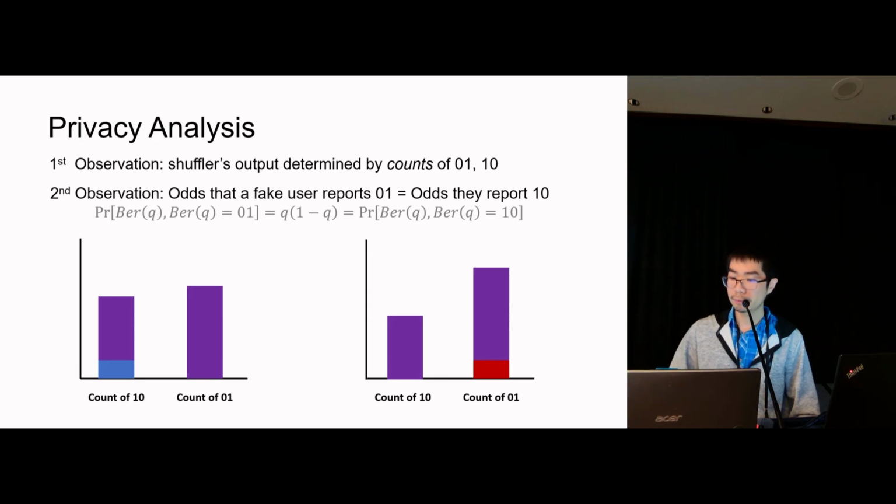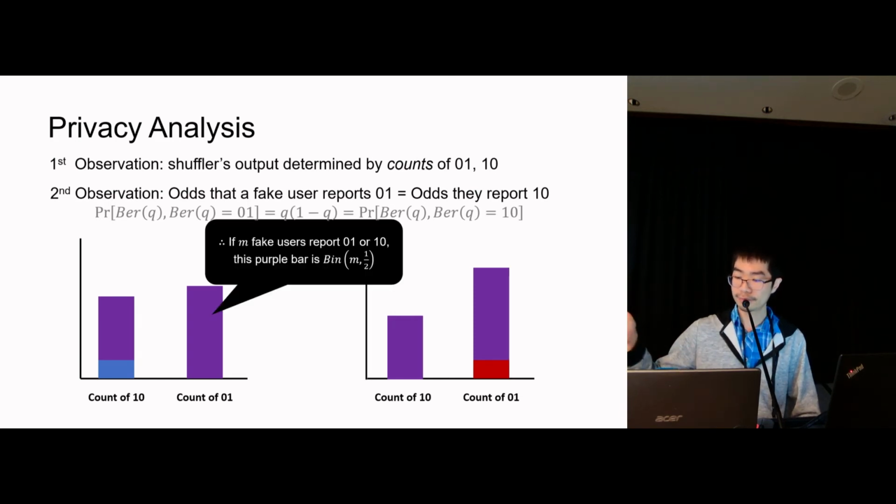The second observation we have is that the odds that a fake user reports 0, 1 is the same as the odds that they report 1, 0. So it's a 50-50, a fair coin, which bar they end up in. So when there are m fake users reporting one of these 2 values, the count of 0, 1 is going to be a binomial, m comma 1/2. Because you have m people flipping a fair coin, this is what the frequency ends up being. So we have this binomial distribution.